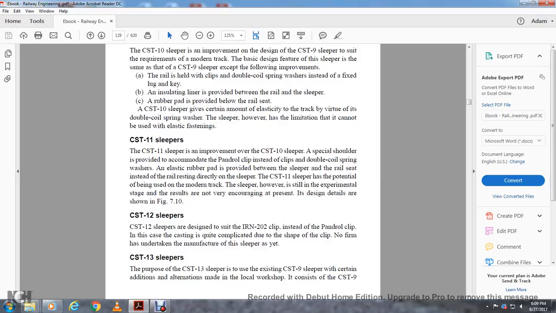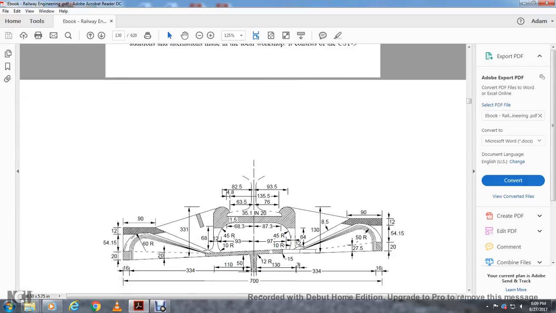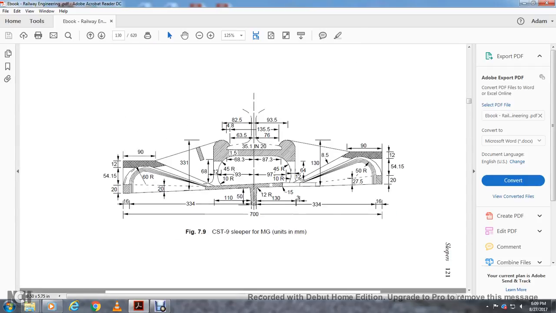The CTS-12 sleepers are designed to suit the IRN 202 clip instead of the Pandrol clip. In this case the casting is quite complicated due to the shape of the clip. No firm has yet undertaken the manufacture of the sleeper. CTS-13 sleeper. The CTS-13 sleeper uses the existing CTS-9 sleeper with certain alterations made with local workshops, and consists of the CTS-9 sleeper with the gauge and meter gauge units.